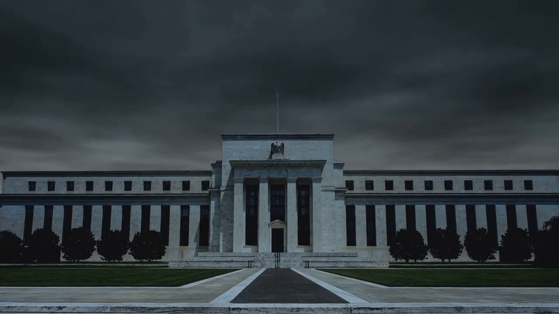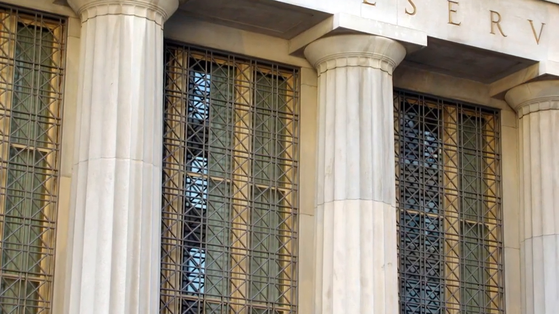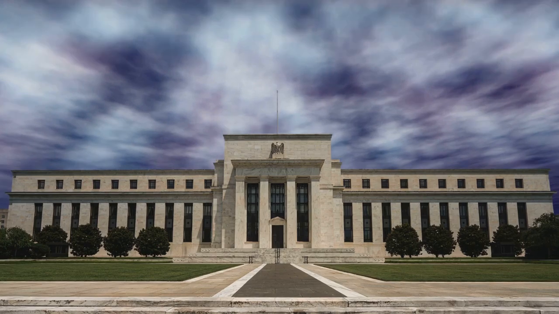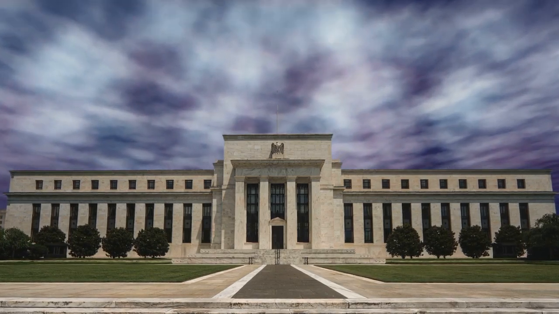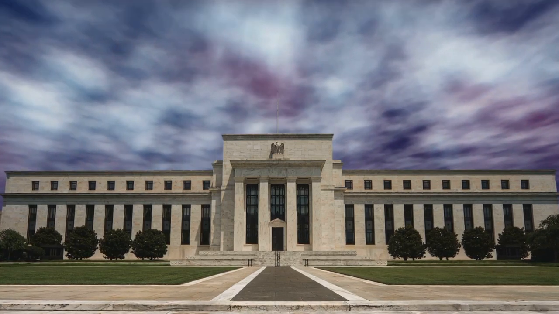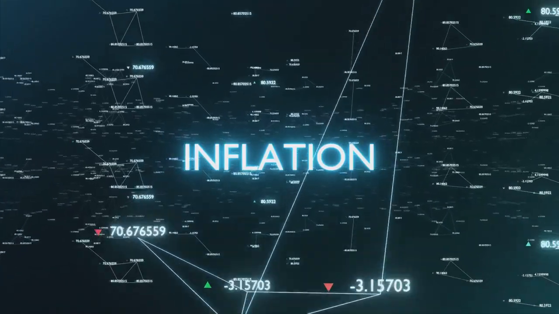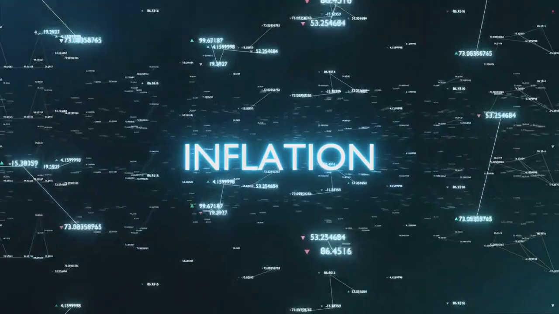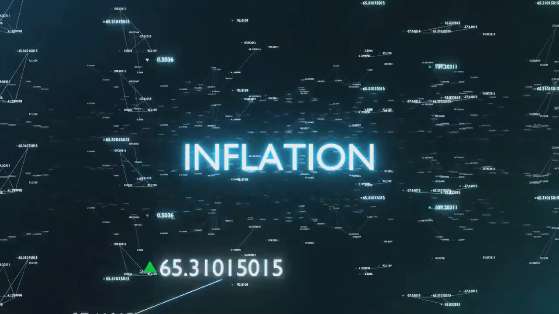The Federal Reserve, affectionately known as the Fed, is the central banking system of the United States. It was established in the year 1913, and its primary objective is to provide the country with a steady monetary system. Now you might be wondering, how does the Federal Reserve accomplish this?